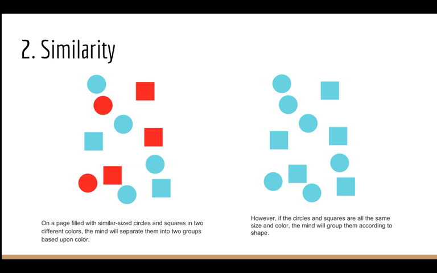Similarity can be achieved in many different ways, by shape, by color. On the left, you can see there are circles and squares. They're different shapes, but they're the same color, so they look like they're part of a group, and the red ones look like they're part of a group. But if you look at them all in the same color, then the circles look more alike than the squares.